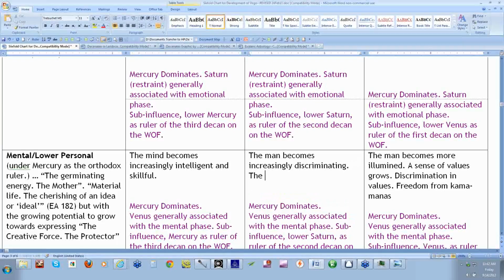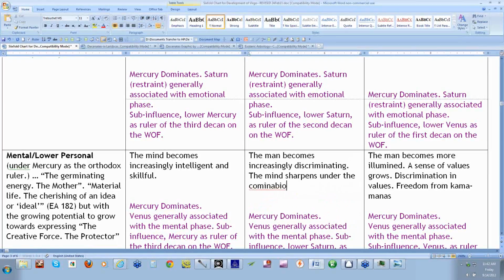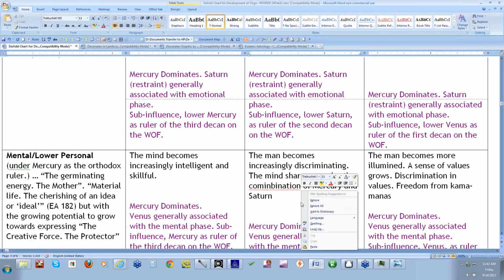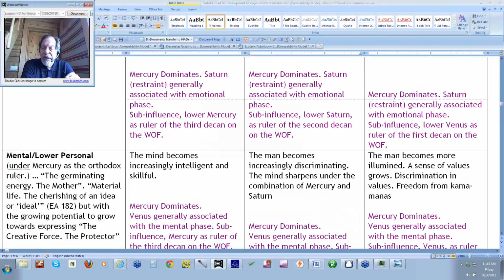So let's just say the mind sharpens under the combination of Mercury and Saturn. It's not yet discipleship. Let's get that correct. Combination. Mercury and Saturn are the planets of discipleship, and they allow a person to discriminate between the real and the unreal, between the soul and personality. We're not talking about that. We're talking here about discrimination within the realm of the mind per se.